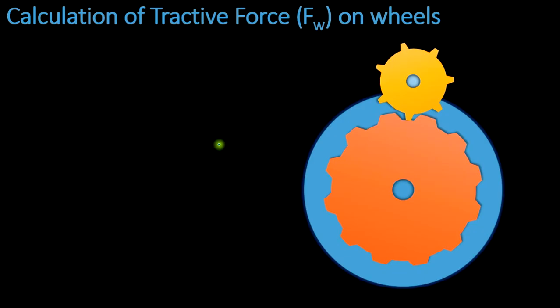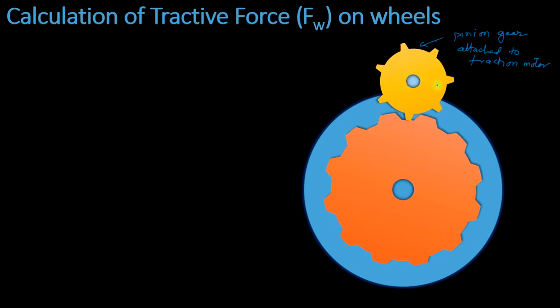Let us go ahead. Here, this picture shows the simplified diagram of the wheel gear mechanism, where this is the pinion gear attached to the traction motor. It means whatever the torque that the traction motor is producing will be directly transferred to the pinion gear.